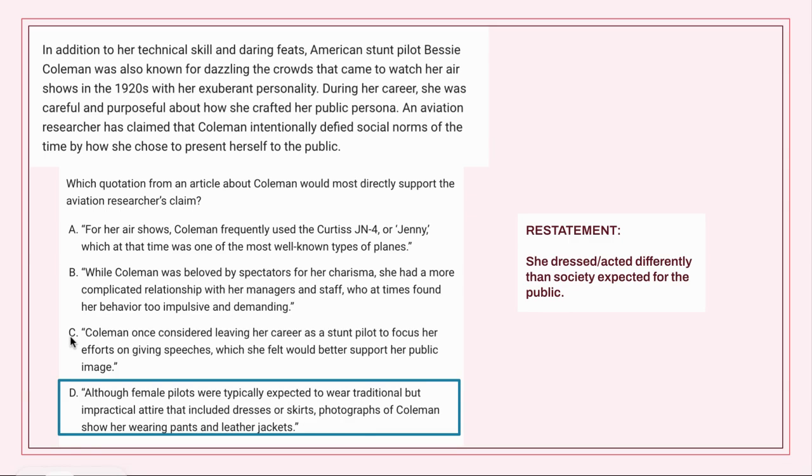C, Coleman once considered leaving her career as a stunt pilot to focus her efforts on giving speeches, which she felt would better support her public image. Again, nothing about social norms or defying social norms. She just wanted to maybe change her career. It doesn't say if that's abnormal for a woman or abnormal for a pilot to do. We really don't know any of that. So D most clearly shows the social norm that she is defying, shows how she defied it, and it is also obviously how she dressed in front of the public. So that's how that one best proves our claim.